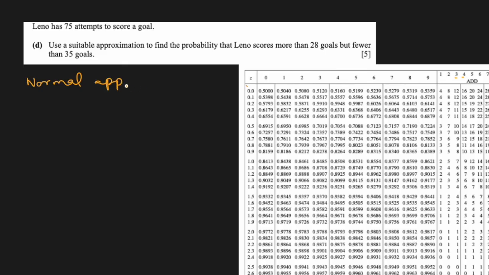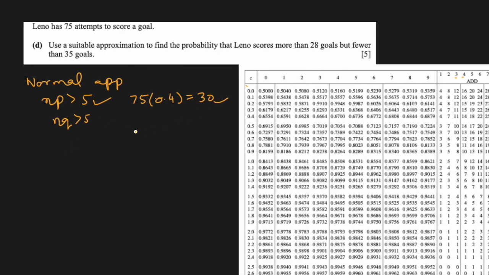For normal approximation, you have to test first that np has to be greater than 5 and nq is greater than 5. It's just a formality because we don't know any other approximation, but still we should test it first. So n in this case is 75. Probability of success is 0.4, it was given, for Lino. 75 times 0.4 is 30. So yeah, it is more than 5.